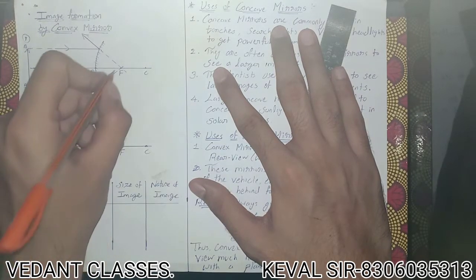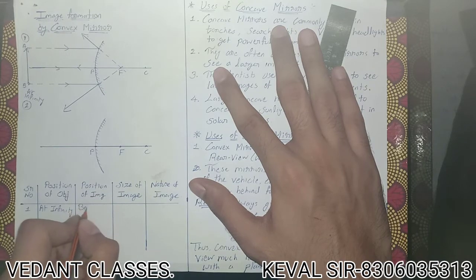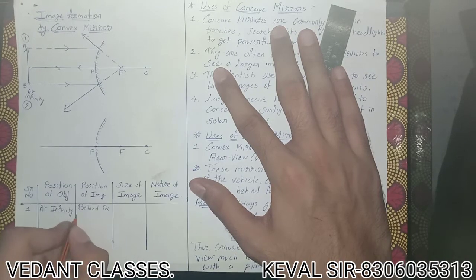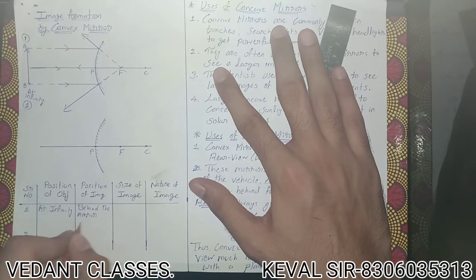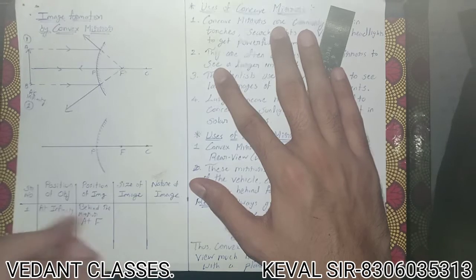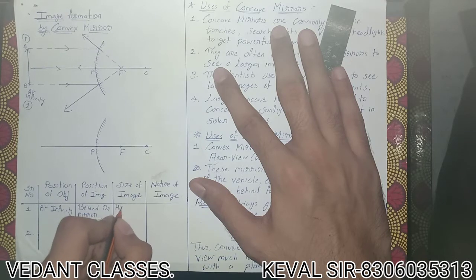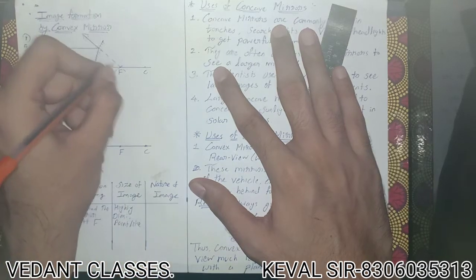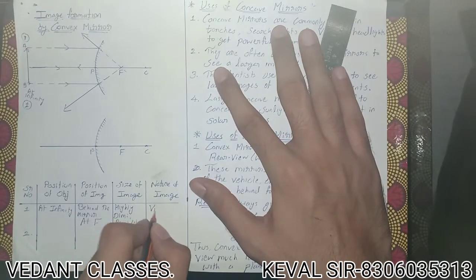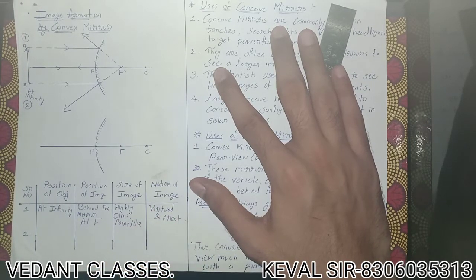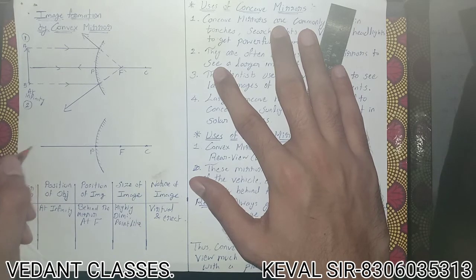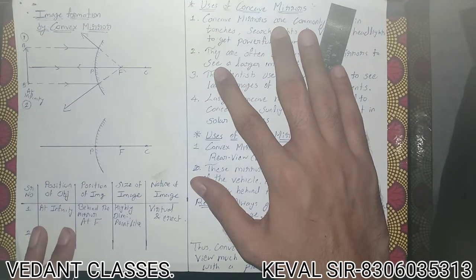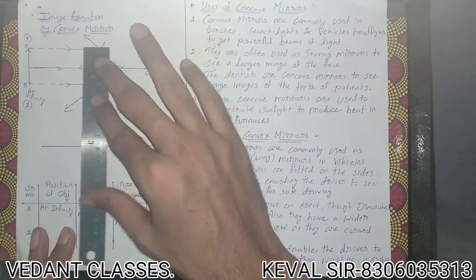Then the position of the image you are having behind the mirror, at F. The size of the image is highly diminished, you can see, highly diminished, or you can say point-like. And in nature, as we need to extend the rays, it will be virtual and erect. Okay, now taking an object in front of the convex mirror. Okay, so let's say we are having an object somewhere over here.